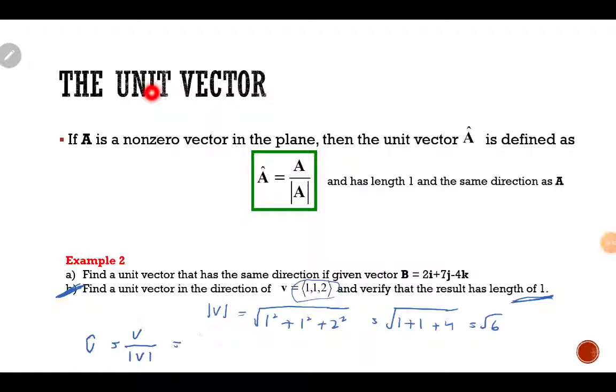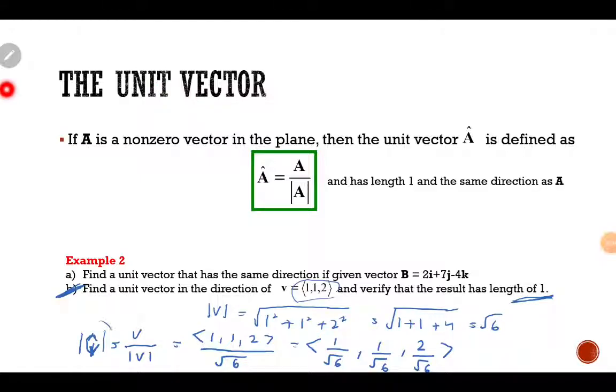So it becomes 1, 1, 2 divided by square root 6. So the unit vector U is 1 per square root 6, another 1 per square root 6, and another 2 per square root 6. It wants you to prove that the magnitude of this unit vector equals 1. Meaning you have to find the magnitude of this vector.